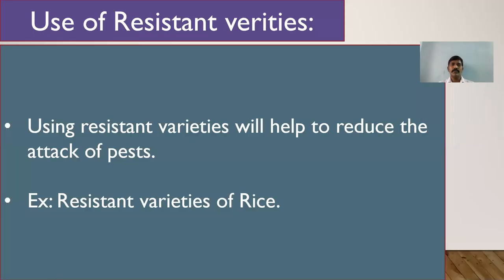Okay, next, use of resistant varieties. After infestation, we think about how to control the disease. Before that, at the time of planting, we can plant disease resistant varieties. They may be helpful to us. Those disease resistant plants are very healthy. Bacteria, viruses, and fungi do not cause disease in those resistant varieties of plants. That's why use resistant varieties. Using resistant varieties will help to reduce the attack of pests. Example, resistant varieties of rice. In this manner, we can control the diseases and the insects.